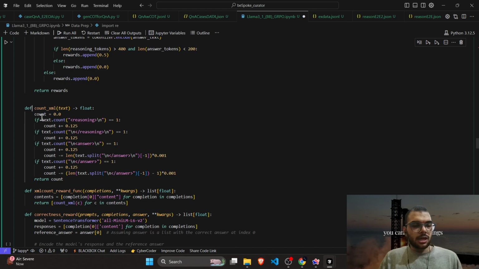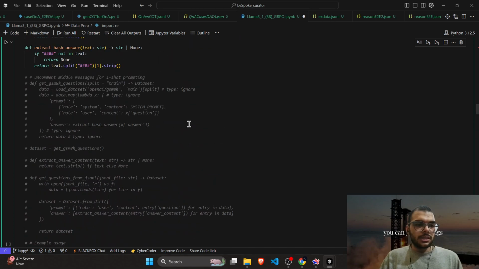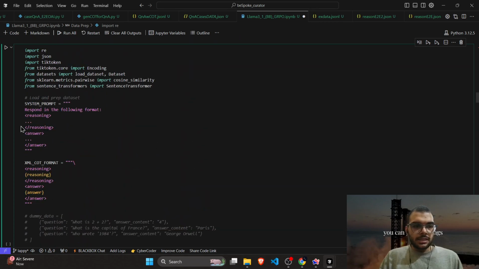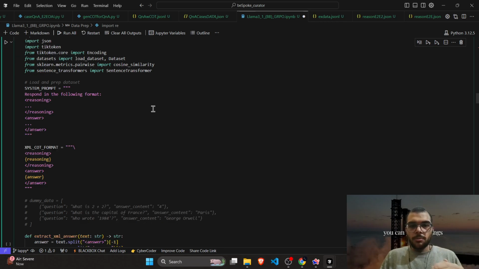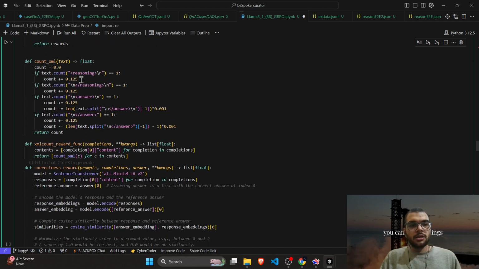Then this is the count XML function, which will be used for the XML count reward. This function is just counting the number of XML tags in our complete response: the reasoning opening and closing tags, and then the answer opening tag and answer closing tag. So there should be four, and depending on how many it's getting, that's how we give it these rewards of 0.125 for every tag.